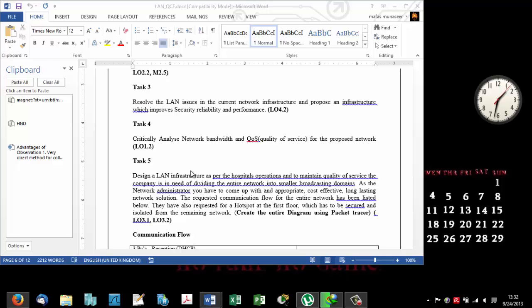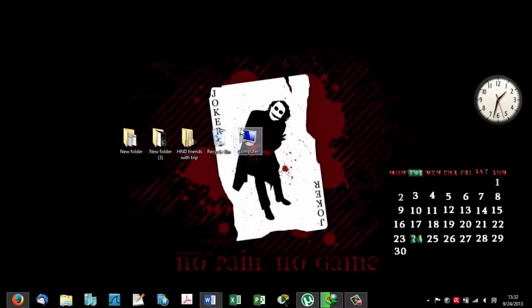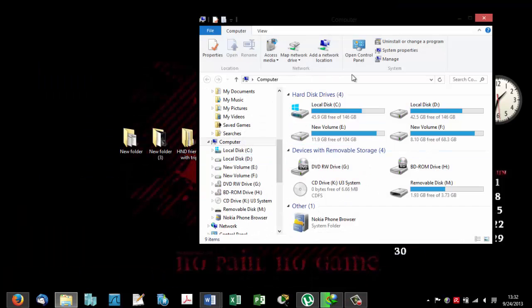QoS is not one entire range. It has several aspects. Quality of traffic, okay. There are throughput, dropped packets, errors, latencies, jitters, out of order delivery. In terms of application, you see, there's a lot of stuff over here.